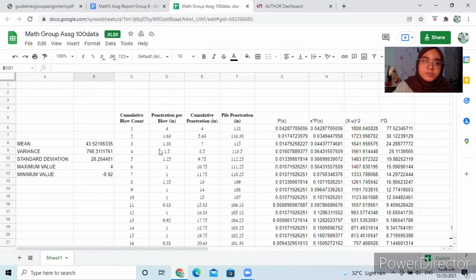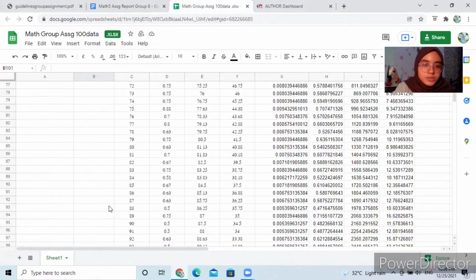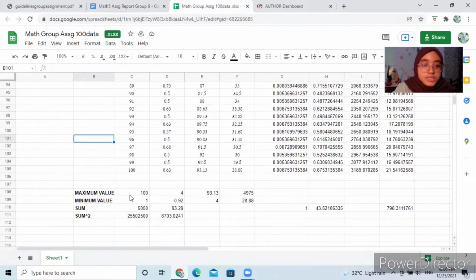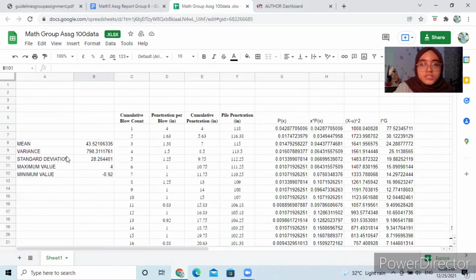So firstly, I'll be explaining about the mean, standard deviation, and the minimum and maximum values for the dependent and independent variables. So this is the dependent variable, and also this is the independent variable. For the maximum value, it is 104, and the minimum is 1 and 0.92.